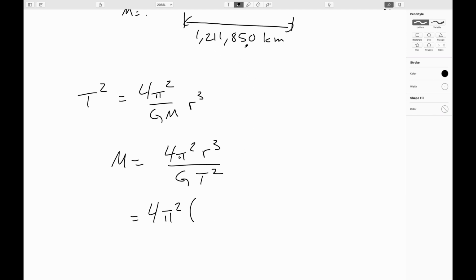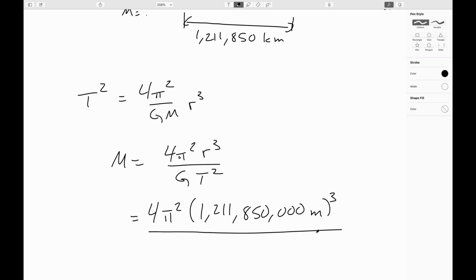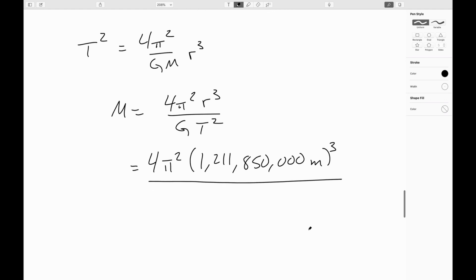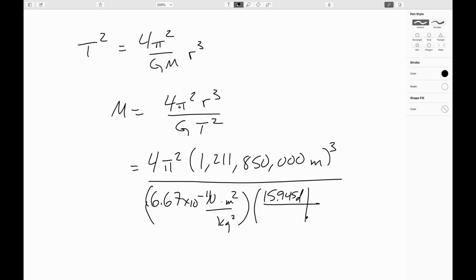So if I have 1,211,850 kilometers, I can make that go to meters by adding 3 zeros to it. Yeah, that's going to be a big honking number going into your calculator. And then we can put in big G. That is 6.67 times 10 to the negative 11 Newton meters squared per kilogram squared. And then finally, we've got to get our 15.945 day orbital period into seconds.